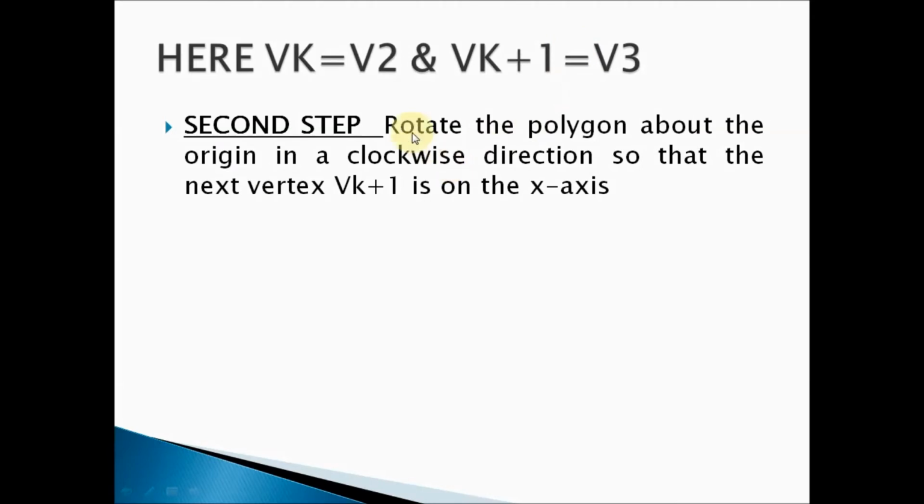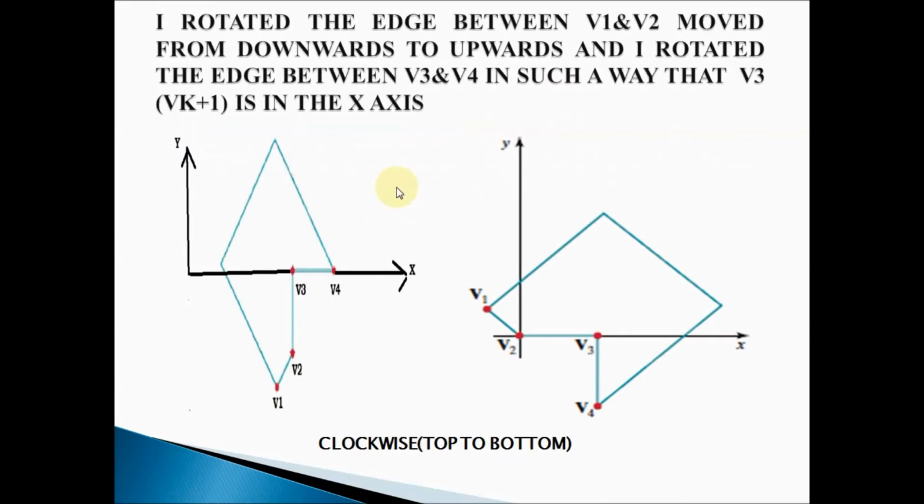Now in the second step, I have to rotate my polygon. In which direction? Remember that, in a clockwise direction. But in which way do you have to rotate? In such a way that v3, that is vk plus 1, should be on the axis. Let us see now. This is the before rotation. First I rotated the edge between v1 and v2. You can see the highlighter on v1 and v2, it is downwards. You know which direction you have to rotate?